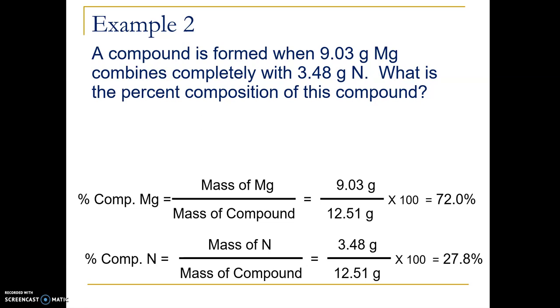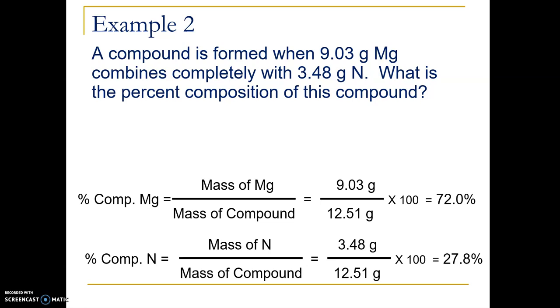Okay, so in this case, they've given us the mass of each of our elements, but have not given us the total mass of the compound. So in order to calculate the total mass of the compound, I'm just going to add the 9.03 grams of magnesium to the 3.48 grams of nitrogen.